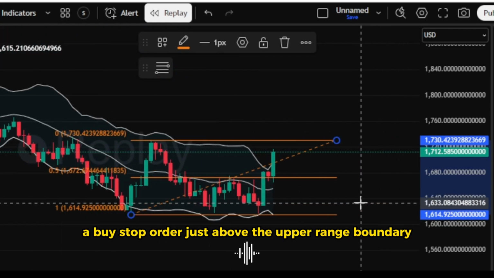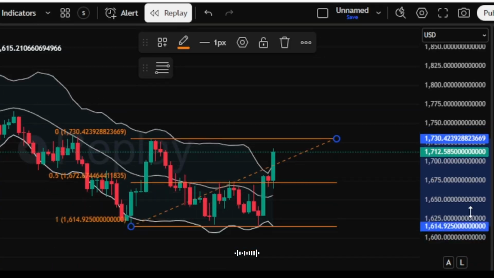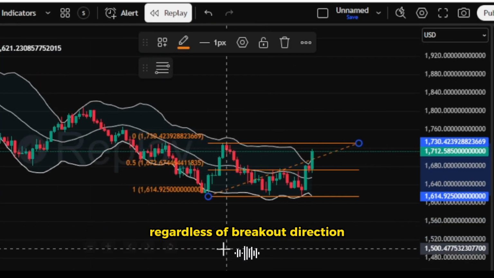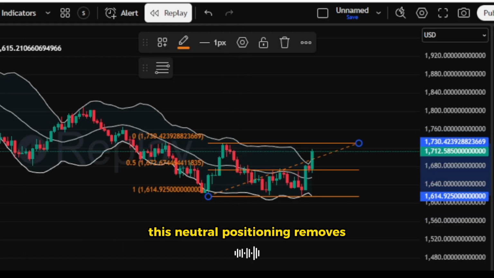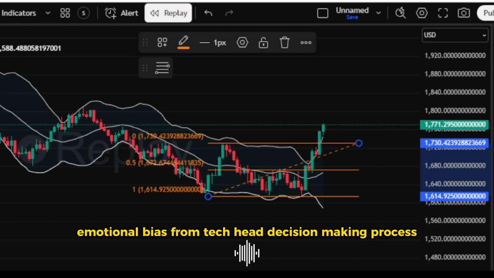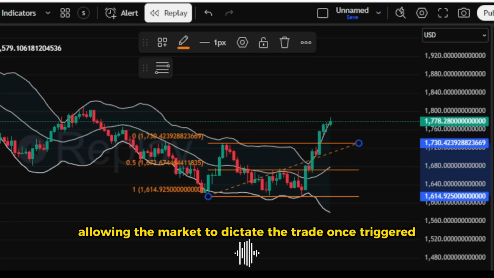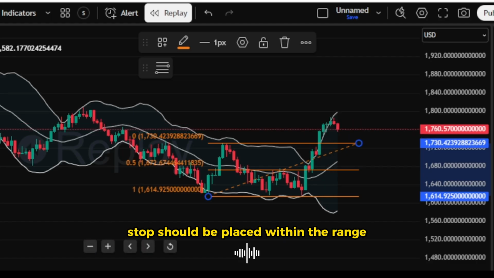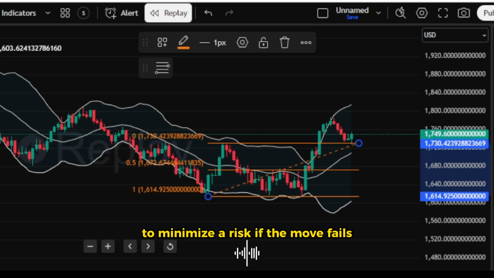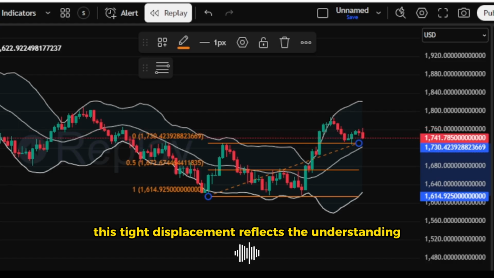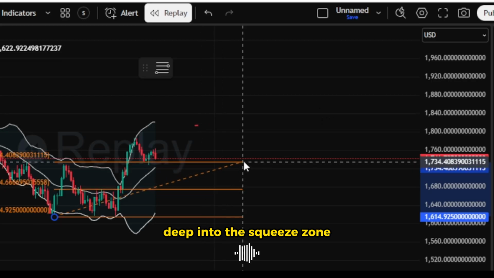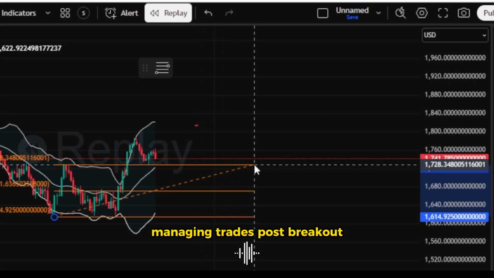A buy stop order just above the upper range boundary and a sell stop order just below the lower boundary ensures participation regardless of breakout direction. This neutral positioning removes emotional bias from the decision-making process, allowing the market to dictate the trade. Once triggered, stops should be placed within the range on the opposite side of the breakout to minimize risk if the move fails. This tight stop placement reflects the understanding that valid breakouts should not return deep into the squeeze zone.